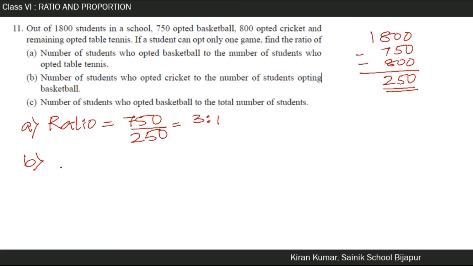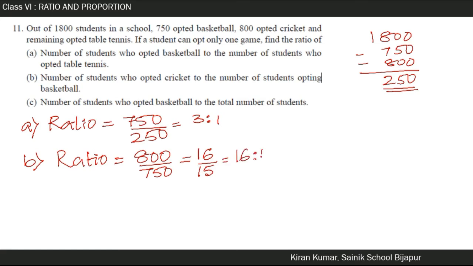For the second, the ratio required will be equal to the number of students who opted cricket, that's 800, upon the number of students opting basketball, it is 750. So 0, 0 will get cancelled, 5 16s are 80 and 5 15s are 75. So the required ratio is 16:15.